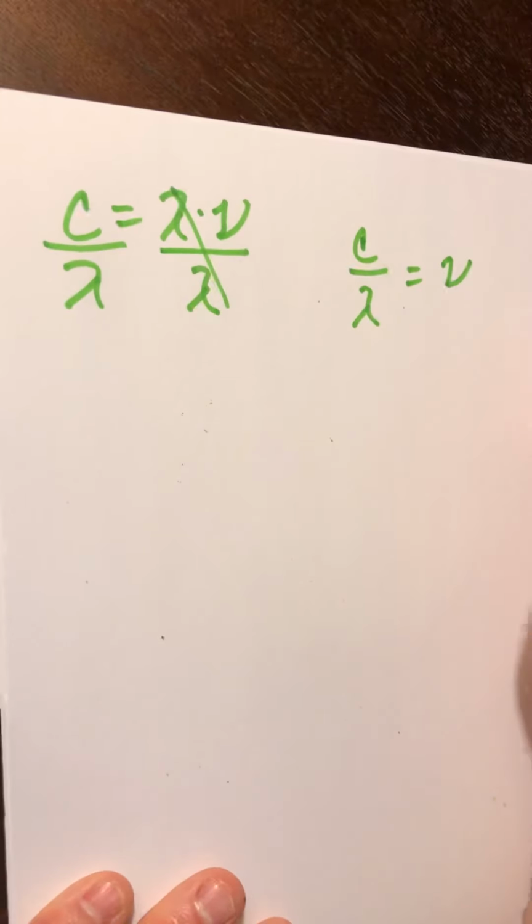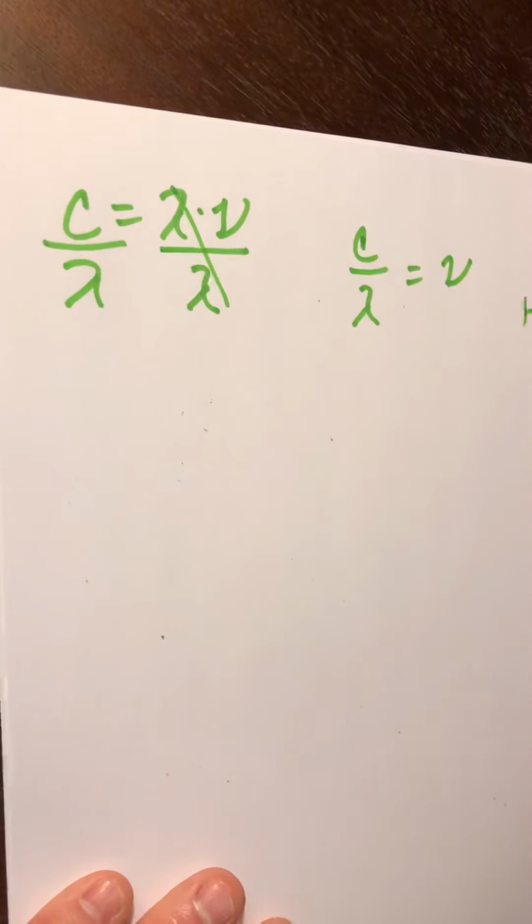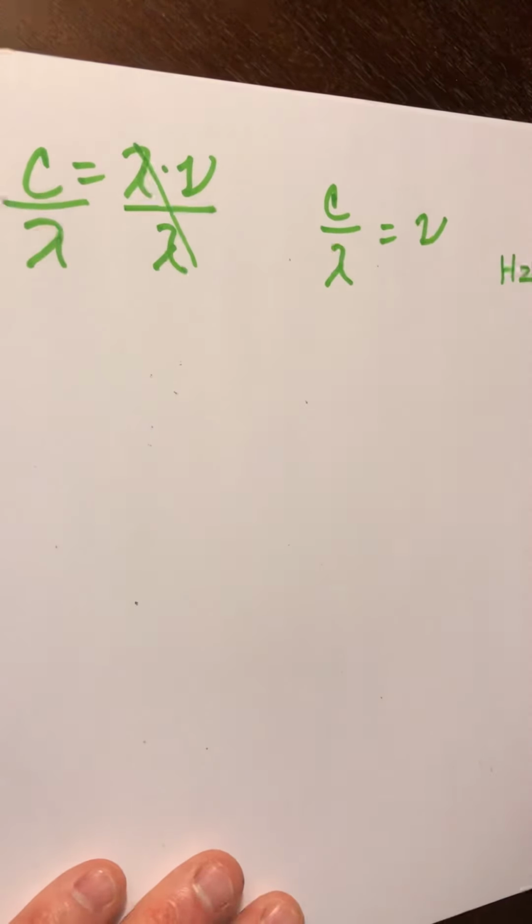When you're solving for frequency, your answer is going to have the units of just hertz. When you're solving for wavelength, your answer is going to have the units of just meters, like we saw in problem 1.